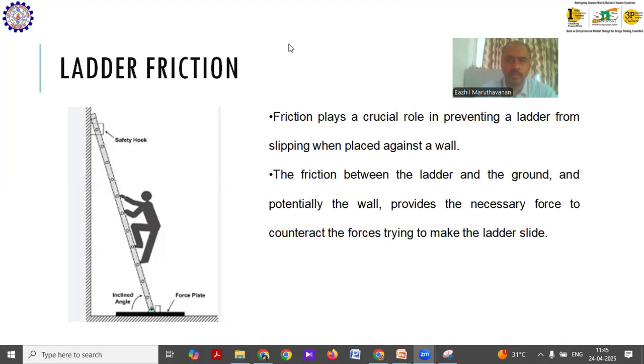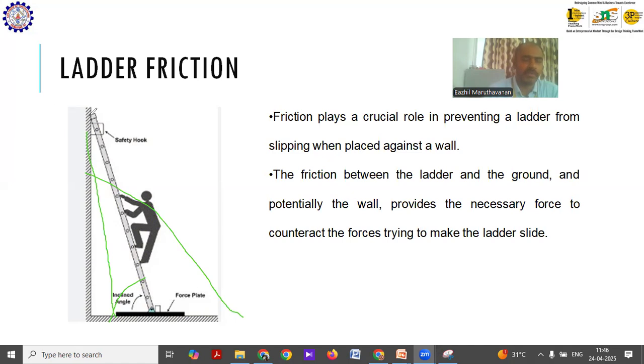Friction plays a crucial role in preventing a ladder from slipping when placed against a wall. The frictional force acts between the ladder and the ground surface and also between the ladder and the wall. Just imagine you are keeping the ladder at a minimal inclination. If I'm trying to climb, there might be a possibility to slip. The inclination angle of the ladder also matters in maintaining the system in equilibrium condition.